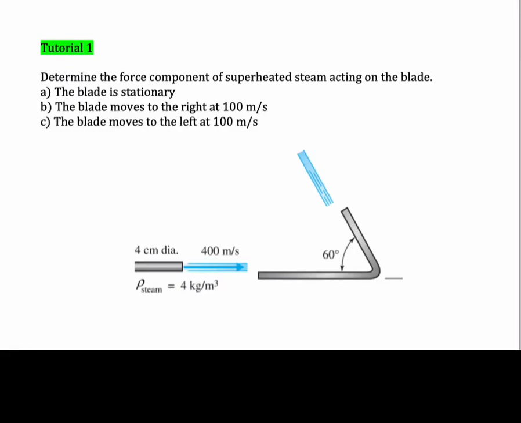Tutorial 1 for this idea. Determine the force component of superheated steam acting on the blade. The blade is stationary. The blade moves to the right at 100 meters per second. The blade moves to the left at 100 meters per second.